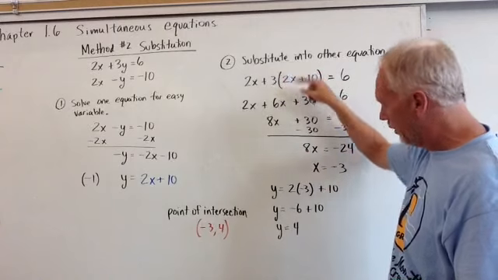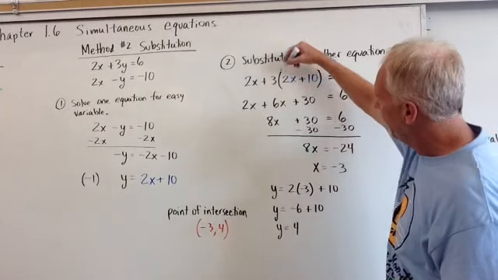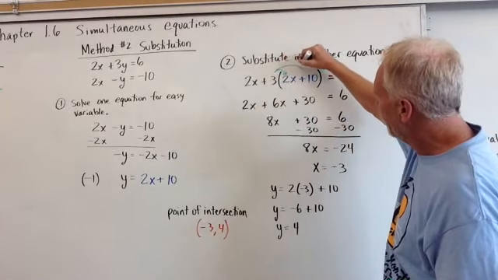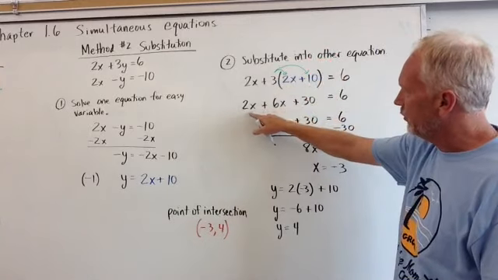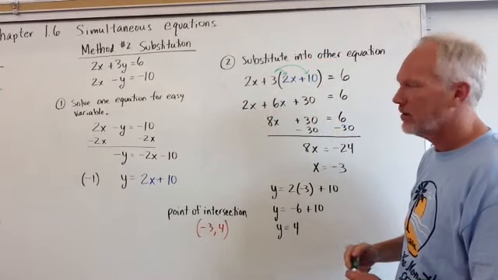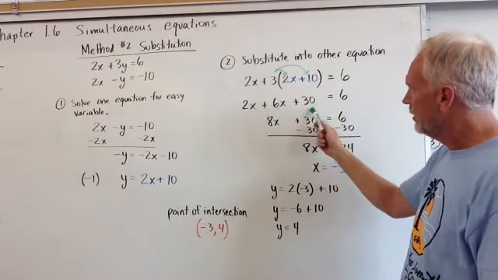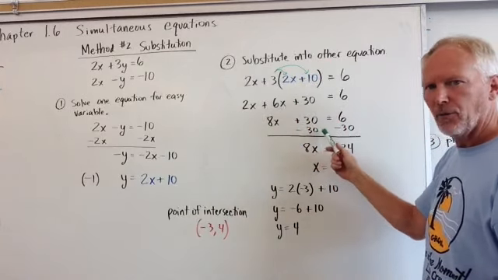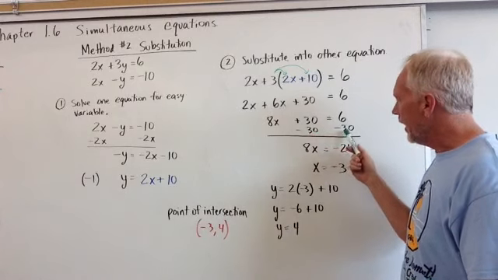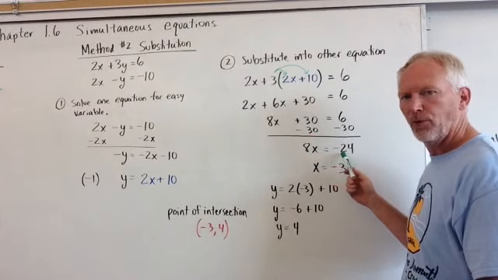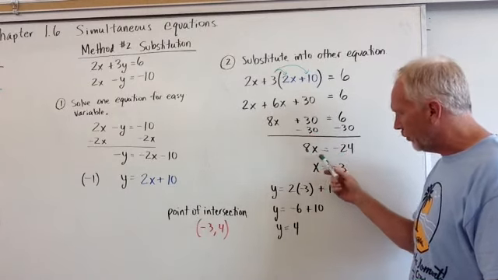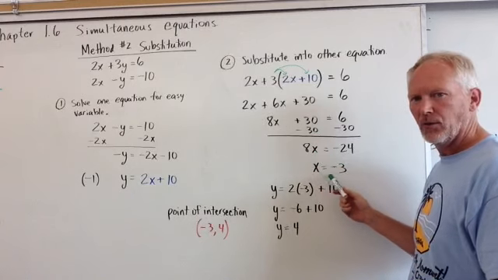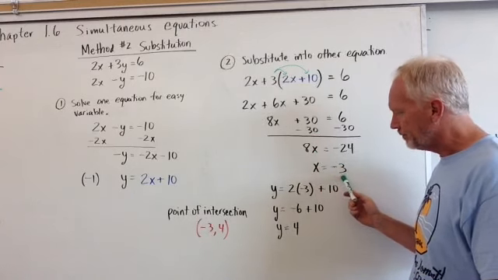I just simply plug that in here. Equals 6. Distribute my 3. So I'm going to distribute that 3 across. We end up with 2x plus 6x plus 30 is equal to 6. Subtract 30 from each side, and you get 8x equals negative 24. And finally, after we divide by 8, we get x will equal negative 3.